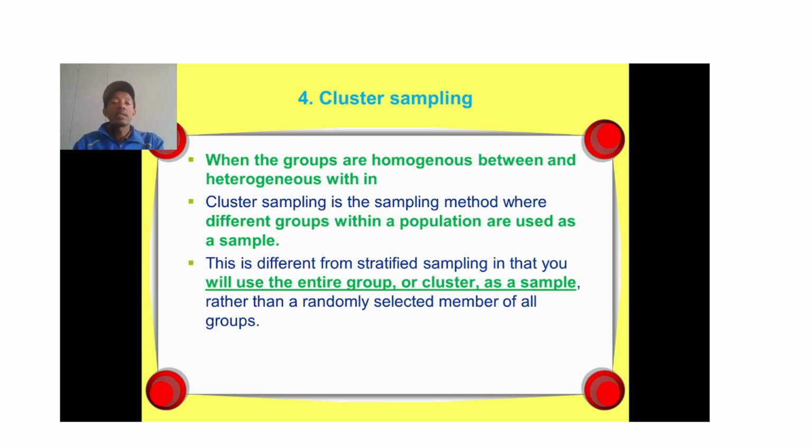So cluster sampling is the sampling method where different groups within a population are used as a sample. This is different from stratified sampling in that you will use the entire group or cluster as a sample rather than randomly selecting from it. Remember that we randomly select from strata in the case of stratified sampling. But in the case of cluster sampling, we only take the whole cluster. And the whole cluster is simply heterogeneous, not homogeneous.